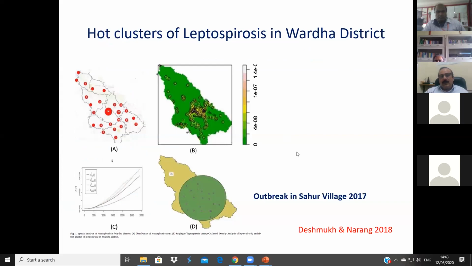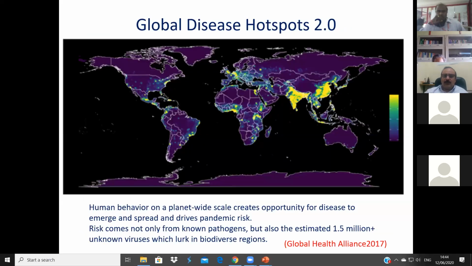While working on our project on zoonosis, we tried to model the disease, not an actual model, but we put all our findings together and ultimately concluded that there would probably be an outbreak in one of the villages, and this outbreak happened. We predicted it in 2016, and in 2017 this outbreak of leptospirosis happened in Wardha district. So that's about our work with viruses as well as bacteria.